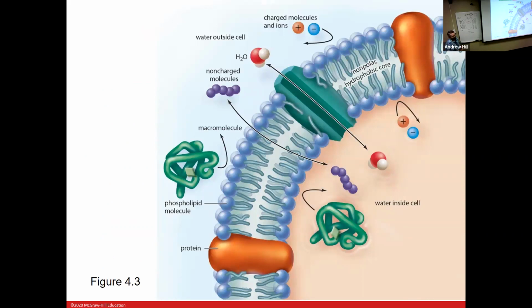So here's just the summary diagram of what we've been talking about. We've got charged molecules. You see how this arrow bends back? It means they can't go across the membrane.